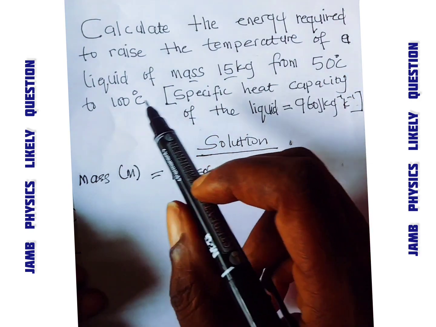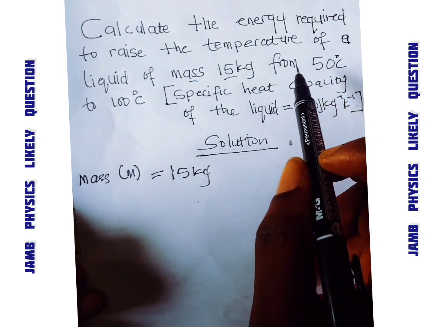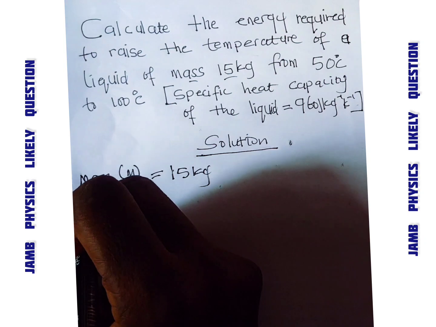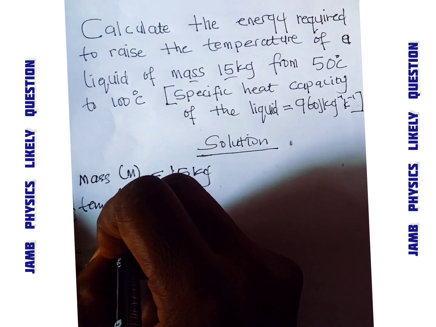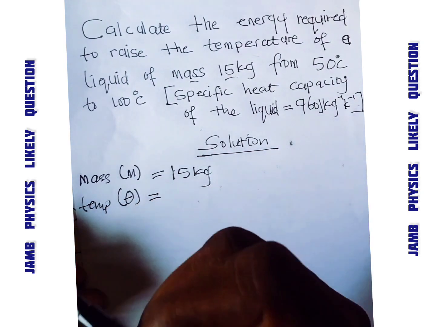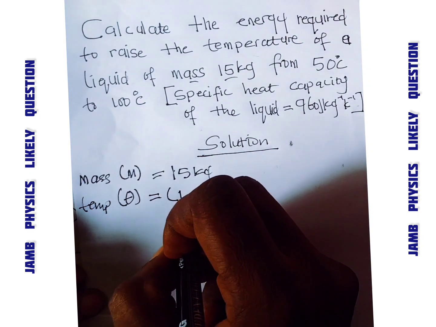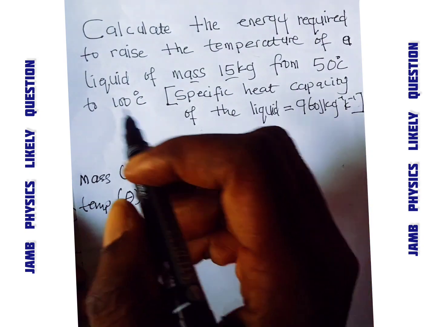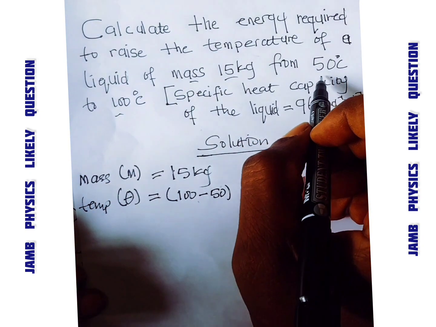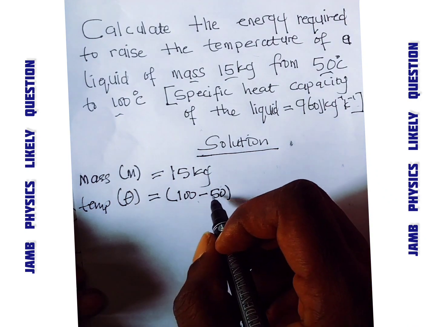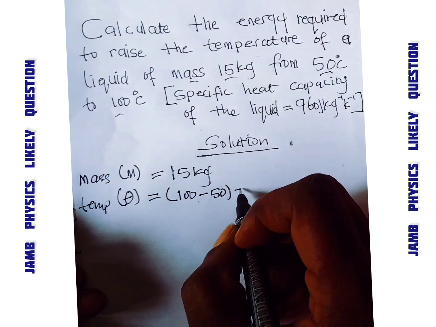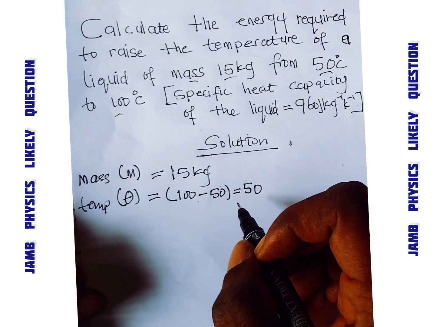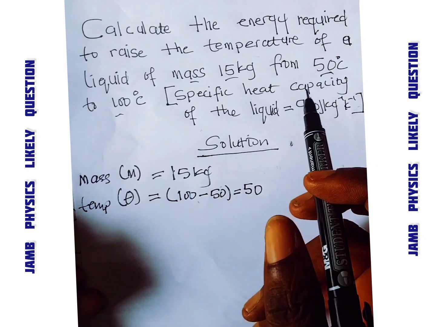Temperature. The question says that it is from 50 degrees Celsius to 100 degrees Celsius. So write temperature. Temperature, which is represented by theta, is equal to 100 minus 50. Yes, and which will give us what? 100 minus 50 is equal to 50. Temperature is 50 degrees Celsius. Okay, what other information is given to us?